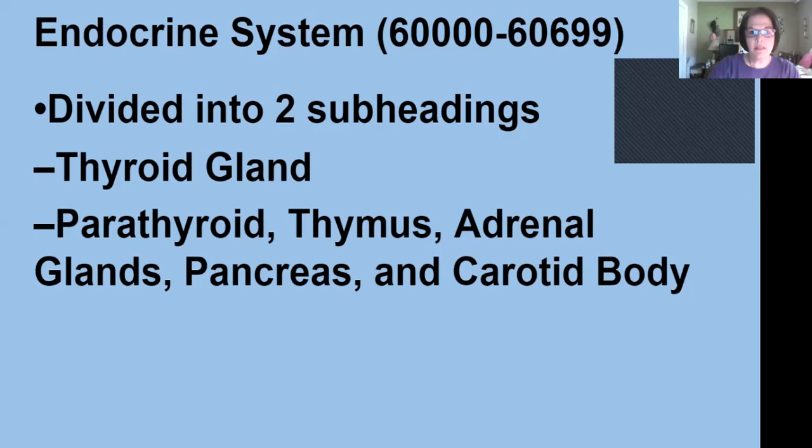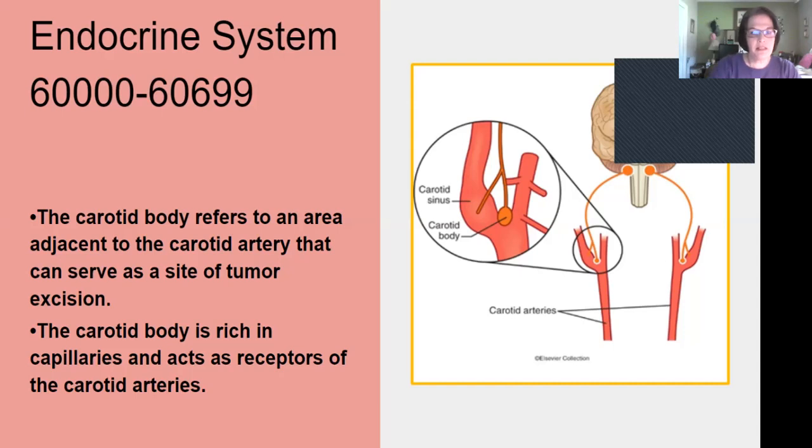The endocrine system, 60000 through 60699, divided into 2 subheadings: thyroid gland and parathyroid, thymus, adrenal glands, pancreas, and carotid body. The endocrine system, and your number range is 60000 through 60699.